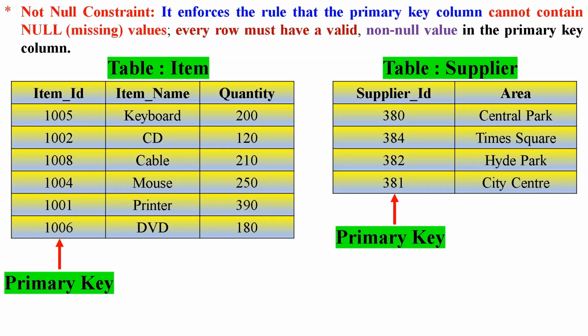Not null constraint. It enforces the rule that the primary key column cannot contain null, missing, values. Every row must have a valid, non-null value in the primary key column. It cannot be left empty or contain missing data. Here, in table item, the item_id column must have valid values. Similarly, in the table supplier, the supplier_id column should have valid values. It cannot be left empty or contain missing data.